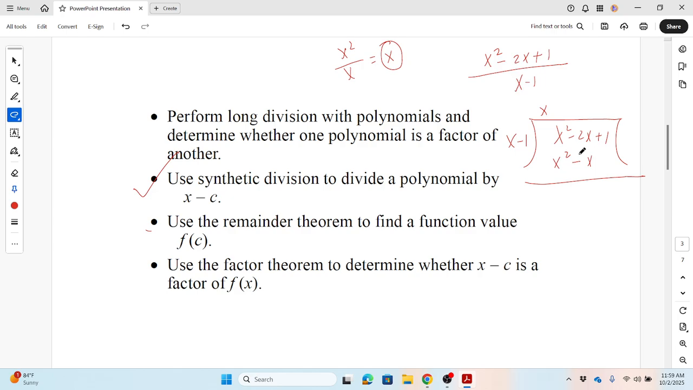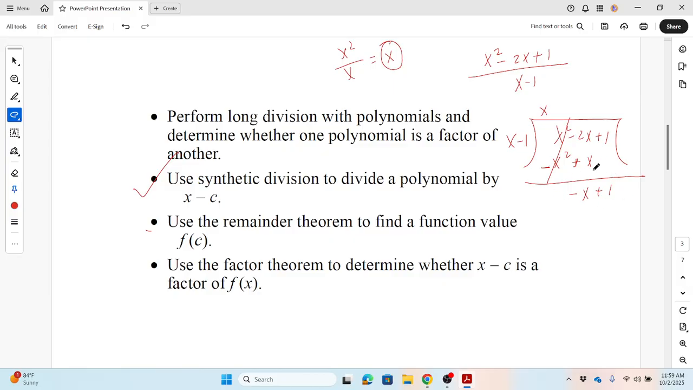Now you change the sign of this because we are subtracting. So if it's plus, make it minus. If it's minus, make it plus. And then combine these two lines. So this cancels out. That is the main idea. And then the remainder is negative 2x plus x, which is negative x. And then bring everything down, which is plus 1.